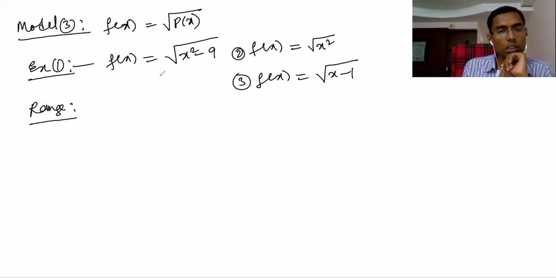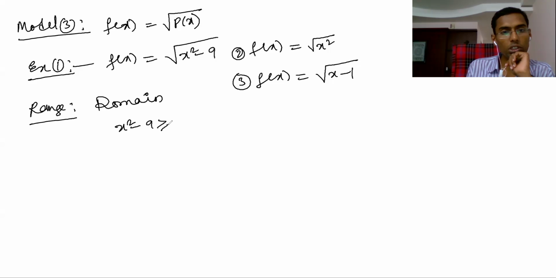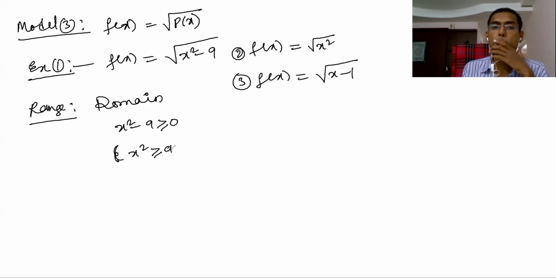First the domain. What is domain? You tell me. Domain is very simple. How do you find domain? x square minus 9 must be greater than or equal to 0. That is how we find it. That means x square must be greater than or equal to 9.